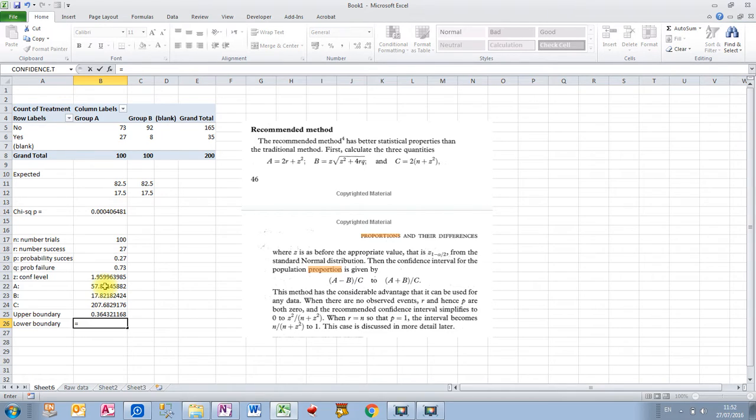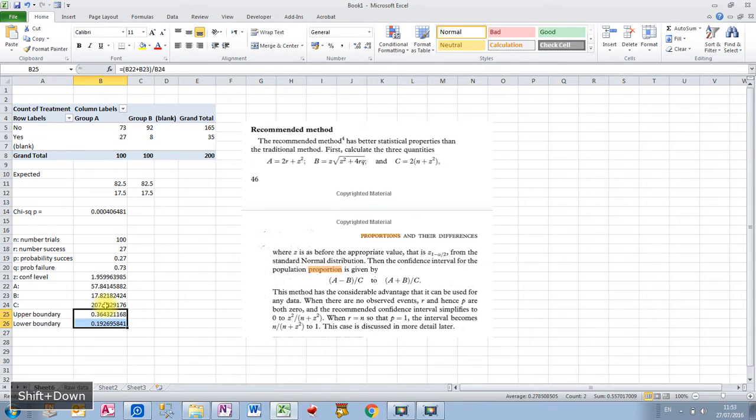So let's just open brackets first: A minus B, close brackets, divided by C. And there it is, that is our confidence interval now. But to make that into a percentage, so it looks like a percentage, and add in this difference here. Also, these two probabilities here, we'll express them as percentages as well.